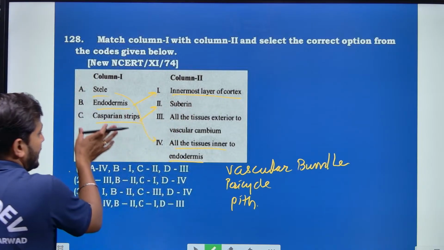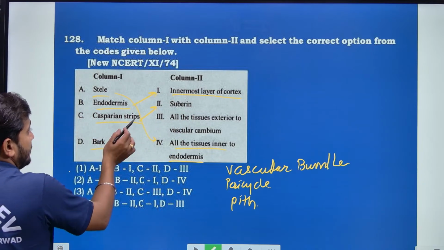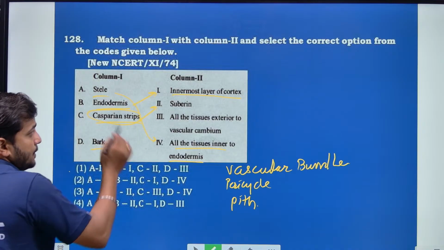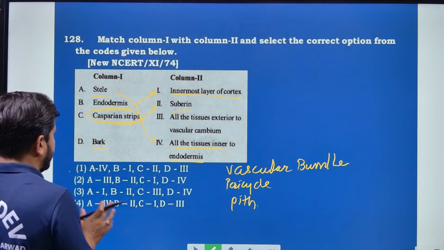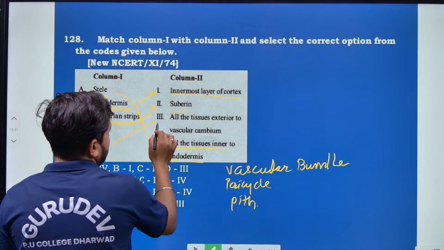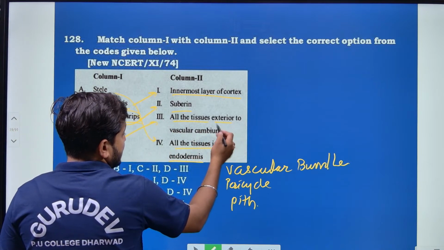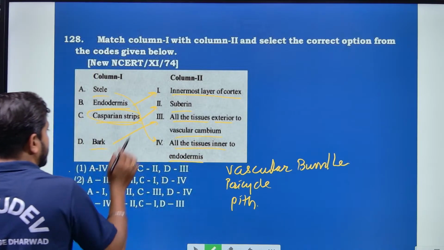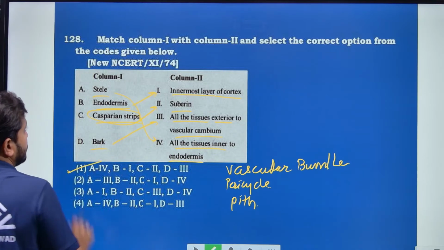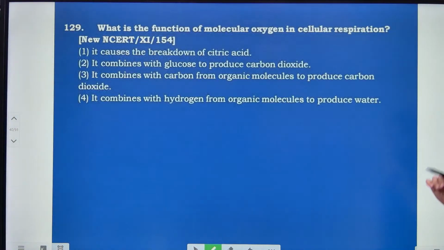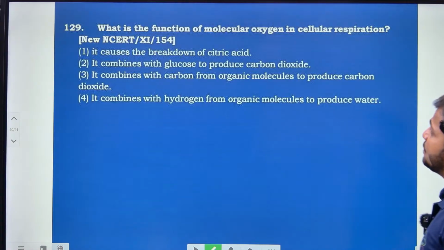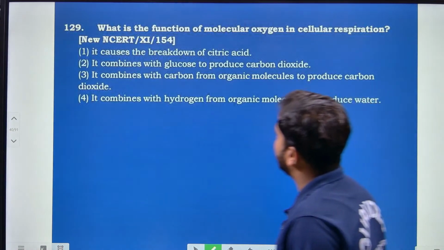Suberin is a component that forms, particularly, the Casparian strips. Because of the suberin, it becomes impermeable to water, right? Then the bark: bark is nothing but all the tissue exterior to the vascular cambium. So according to that, option 1 is correct.